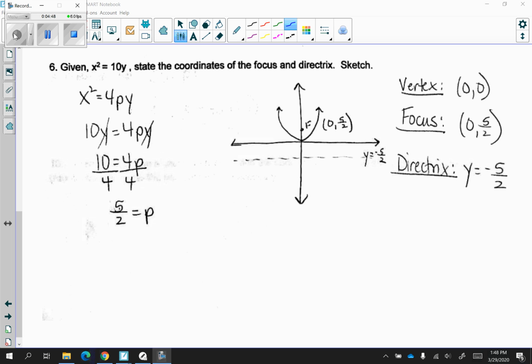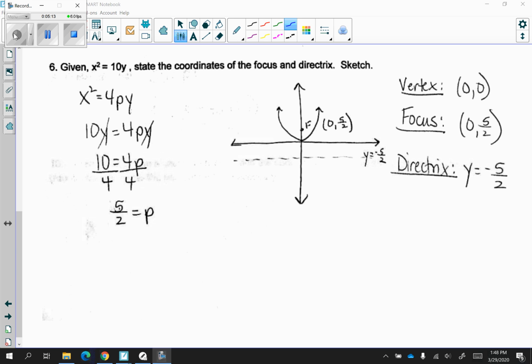For number 6, given x squared is equal to 10y, state the coordinates of the focus and the directrix and sketch. So it's x squared and it has a positive p-value, which means I'm going to be graphing it going up. X squared is equal to 4py, so 10y is equal to 4py. Get rid of your y's. 10 is equal to 4p, divide by 4, and p is equal to 5/2.